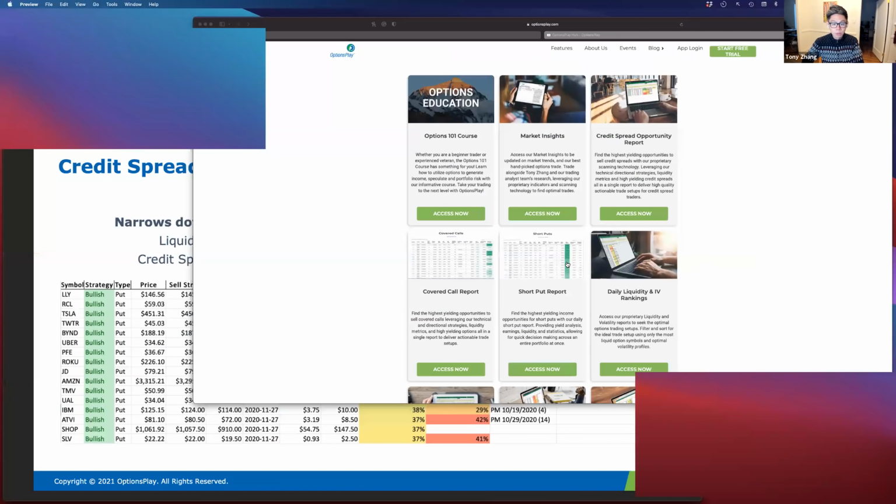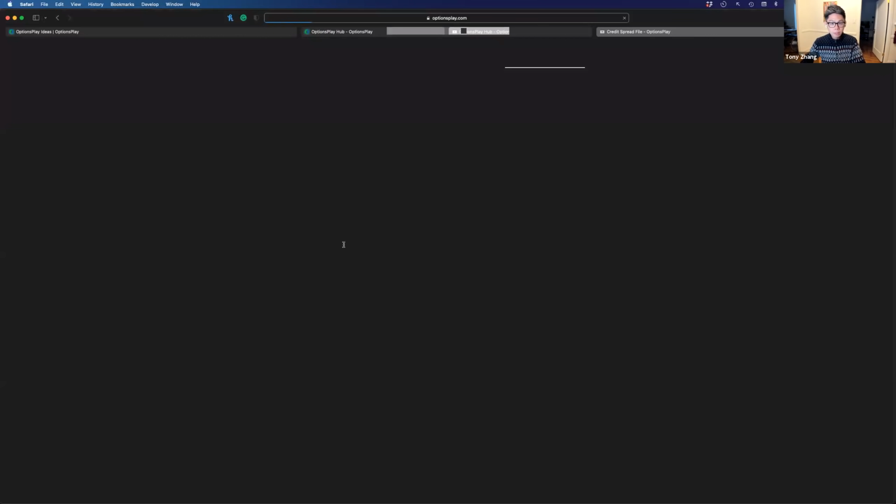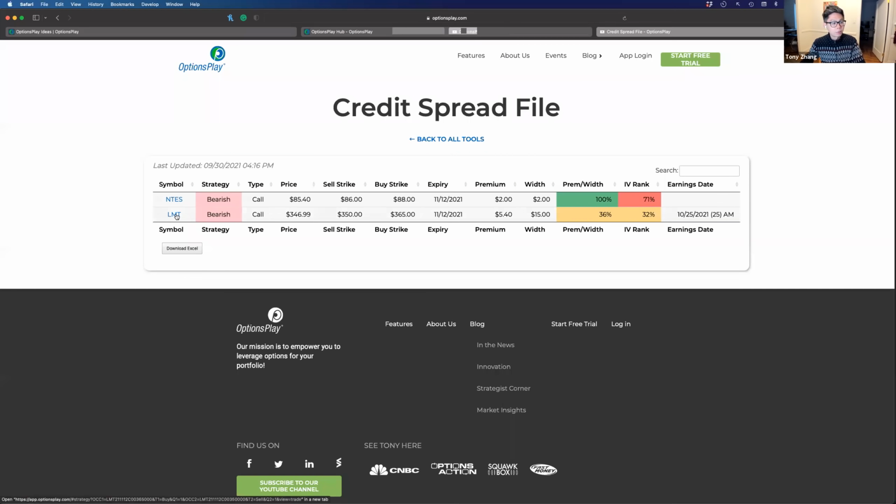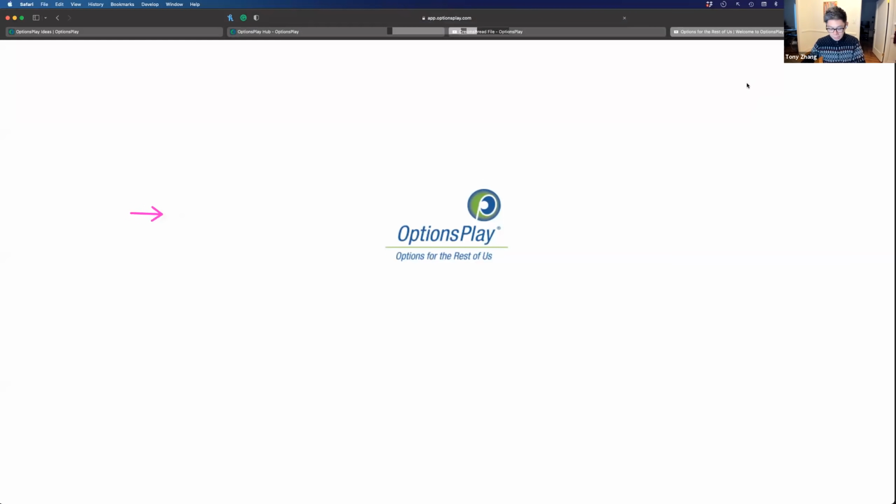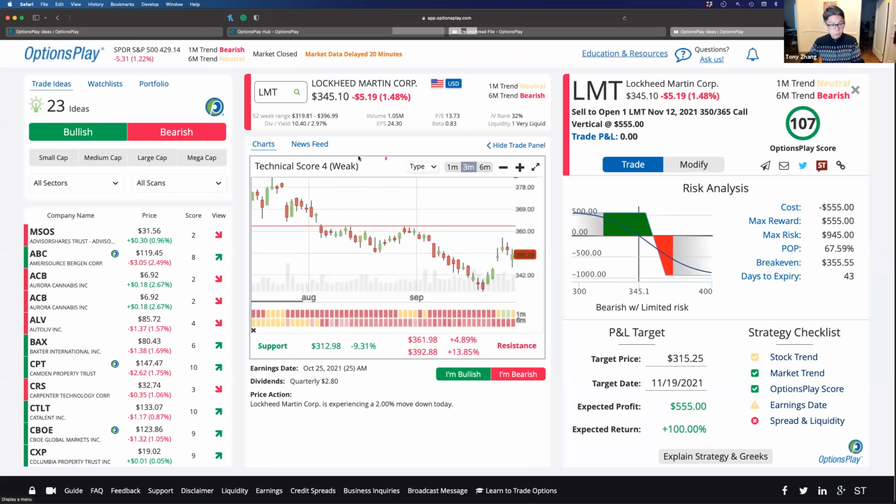When you're using the credit spread opportunity report, you can actually click on the symbol here. For example, if I click on Lockheed Martin, it will bring up the trade in OptionsPlay. This is designed to make your analysis as easy as possible. You can see that it's a very weak stock. The 1 month and 6 month trend does not look particularly strong, and it gives you exactly the expiration date, strike price, and how much premium you're collecting.